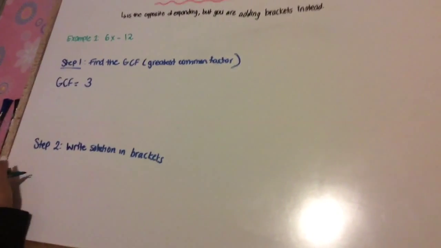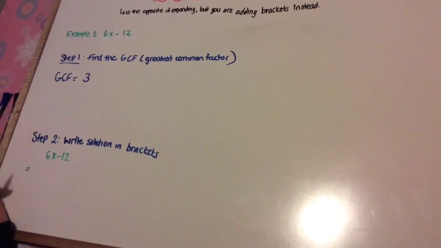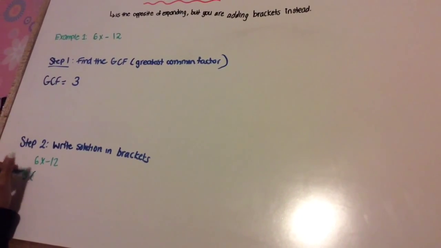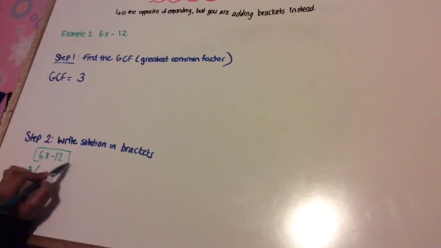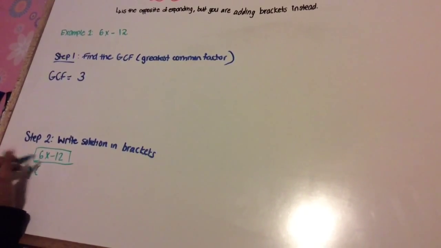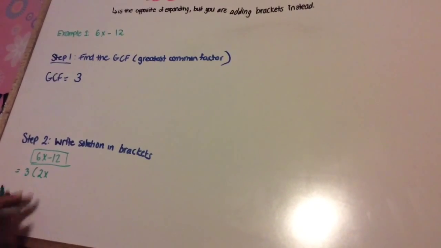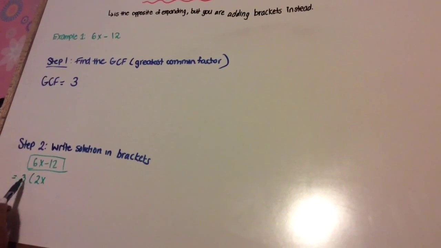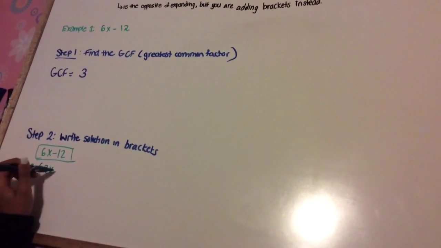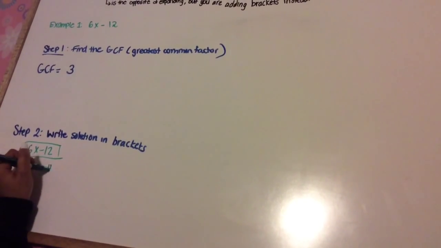So 6x minus 12, since the GCF is 3, you're going to put the greatest common factor outside the bracket and simplify inside. So you're basically just going to divide 6x minus 12 by 3. So again, 6 divided by 3 is 2. And don't forget to include the x because there's no greatest common factor with the variables here. And negative 12 divided by 3 is negative 4.